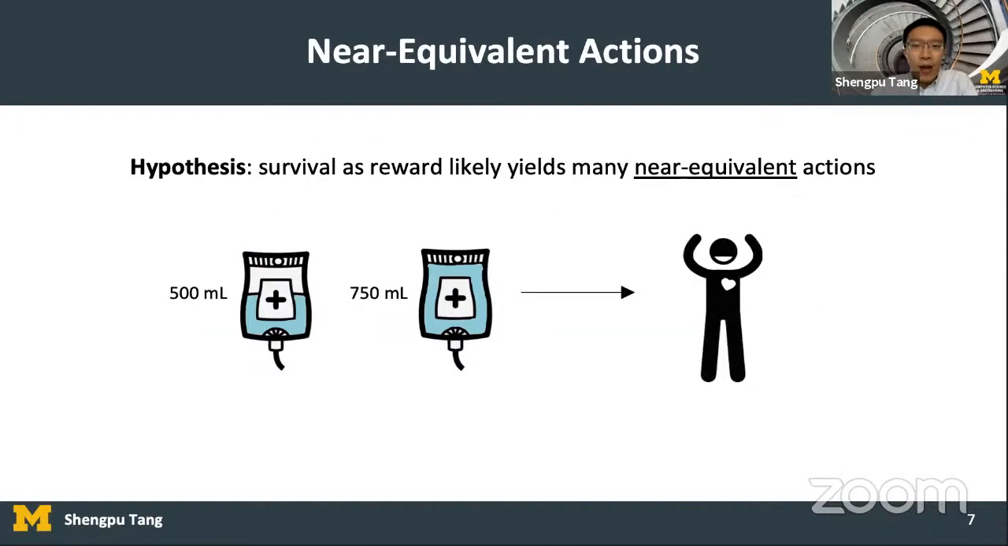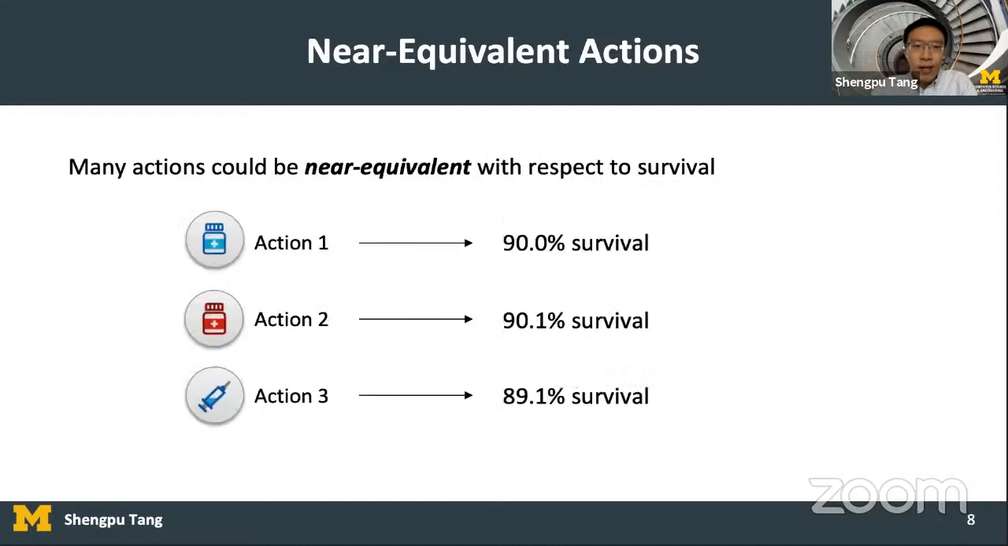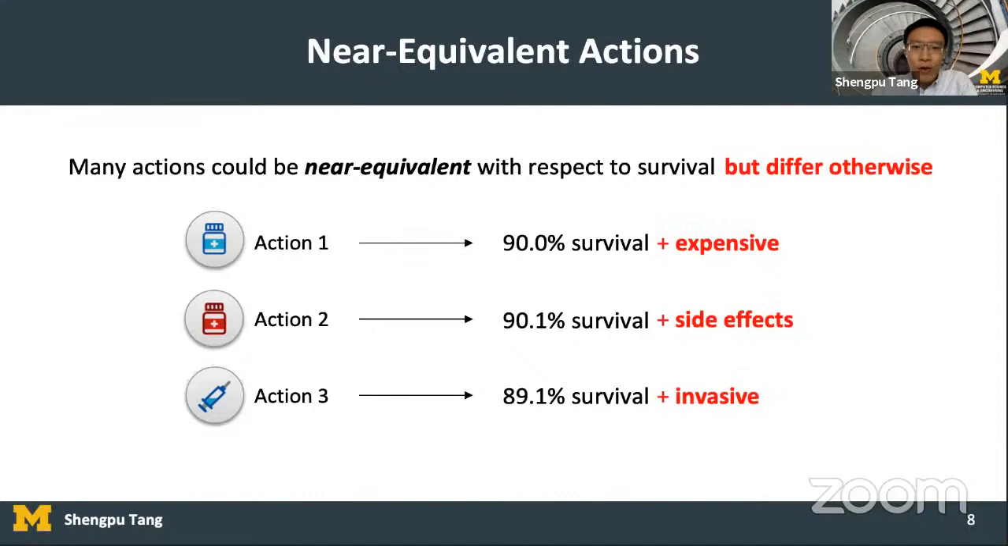However, using survival as the reward is likely to induce near equivalent actions. For example, different doses of a drug might perform similarly in terms of keeping the patient alive. If we simply apply the standard RL framework and learn the single best action, we will end up ignoring these near equivalencies. In reality, there could be many actions that lead to a similar outcome with respect to survival, but they differ due to a variety of factors not accounted for in the reward.